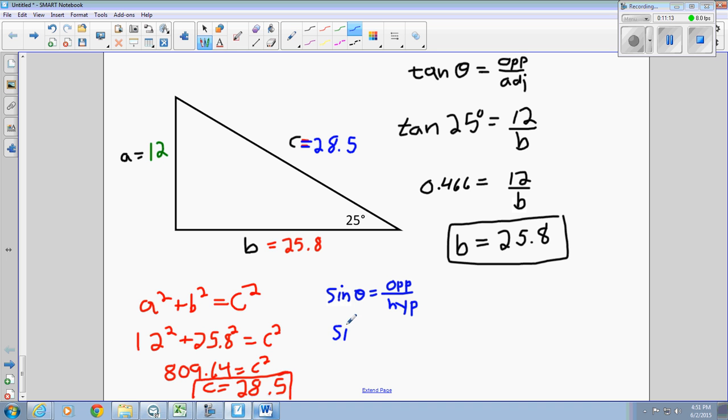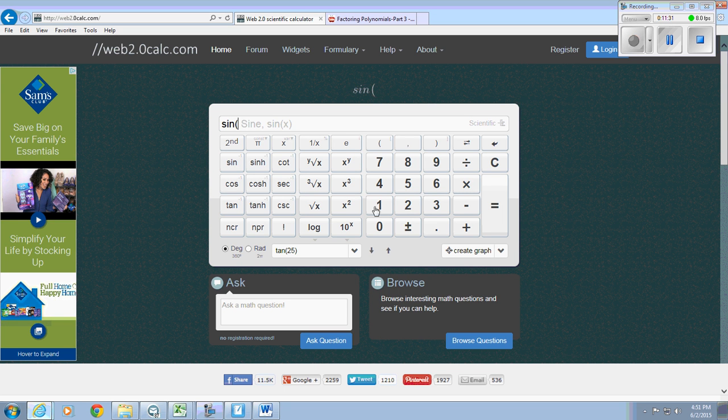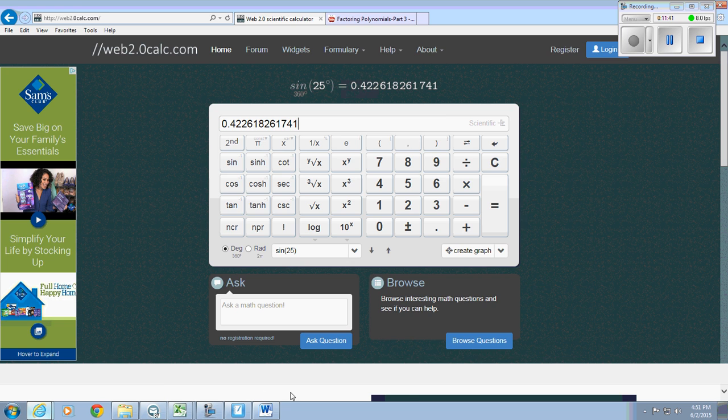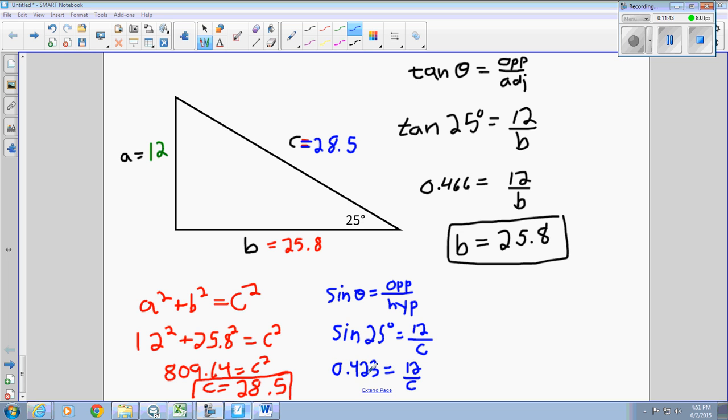So C would still be our unknown in the equation. We'd have sine of 25 equals opposite. Our opposite side is 12. The hypotenuse is C, the unknown, and we're going to solve for C. Sine of 25, and again we're going to stay in degree mode. Sine of 25 is equal to 0.423. So we'd have 0.423 equal to 12 over C.